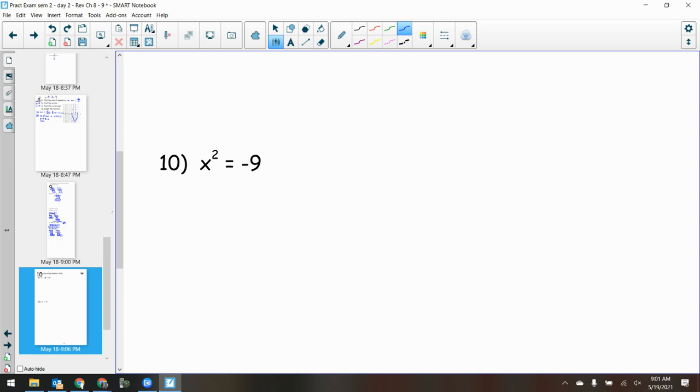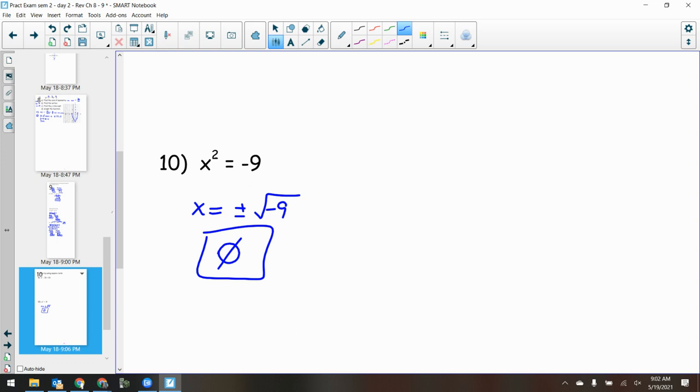Square root negative 9. You can't do the square root of a negative. This would have been x is equal to plus or minus the square root of negative 9. And if I go to take the square root of a negative, what happens? You can't do it. No solutions. Okay? Be careful with that. When you try to square root a negative, there's no solution.